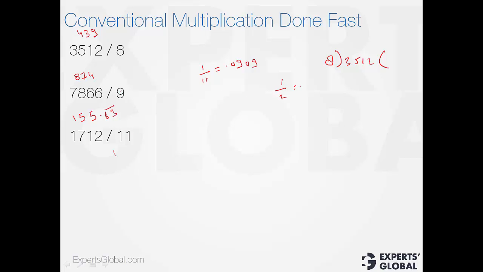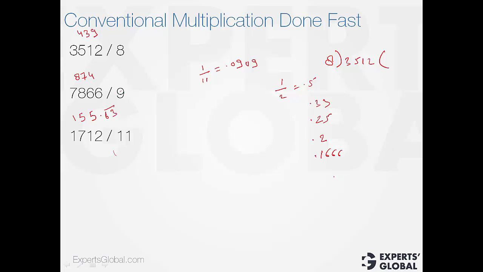1 upon 2 is 0.5, 1 upon 3 is 0.33, 1 upon 4 is 0.25, 1 upon 5 is 0.2. So you would know if 1 upon 5 is 0.2, 2 upon 5 is going to be 0.4, 3 upon 5 is going to be 0.6, like that. 1 upon 6 is 0.1666. Therefore, 2 upon 6 is going to be 0.3333, 3 upon 6 is half, 4 upon 6 is 0.66.